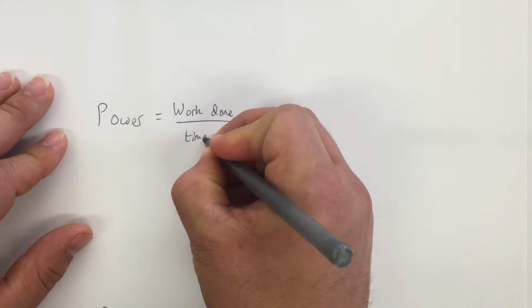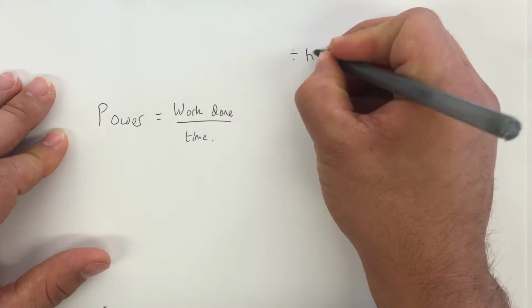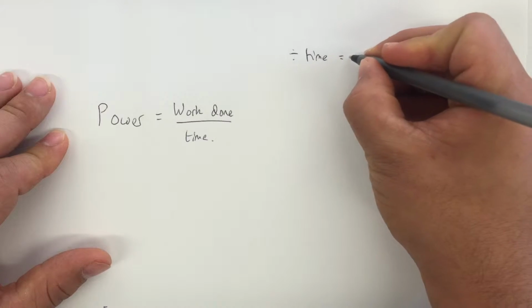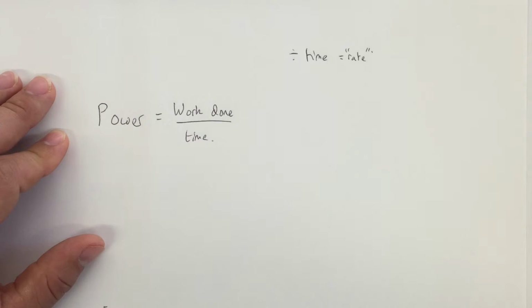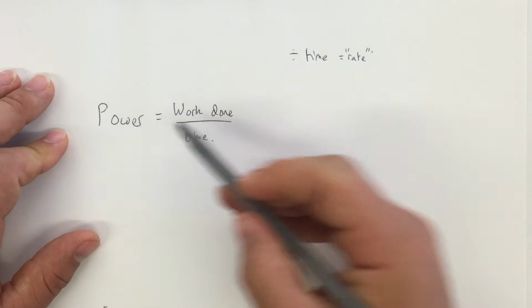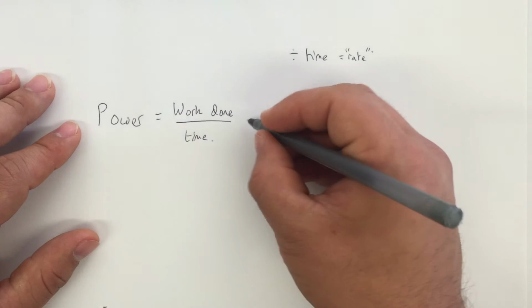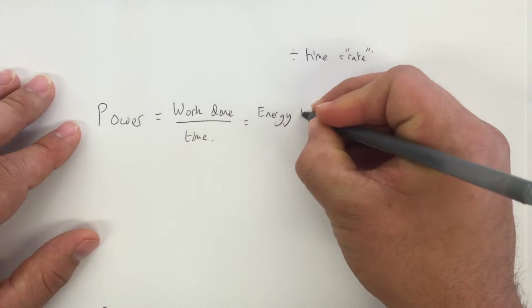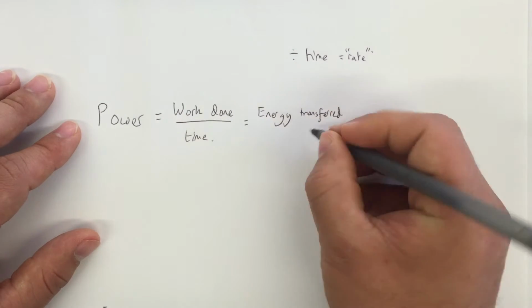divided by time. Now when we have anything divided by time in physics or in chemistry or in biology even, what that means is we can say that as the word rate. That's what rate means. Rate means divided by time. So the definition of power is the rate of work done, or the rate of energy transferred, because work done is another word or another term for energy transferred.